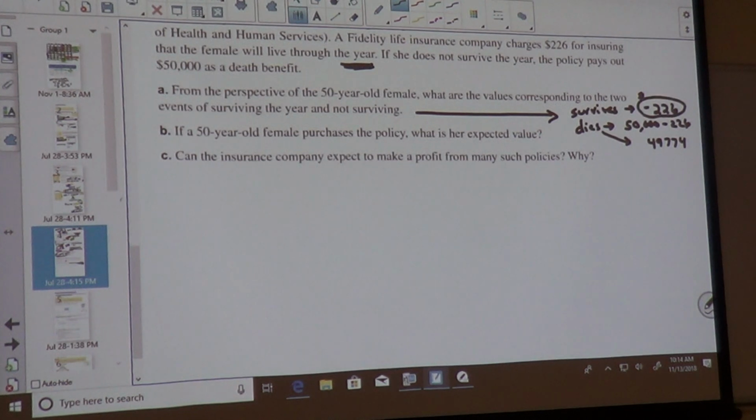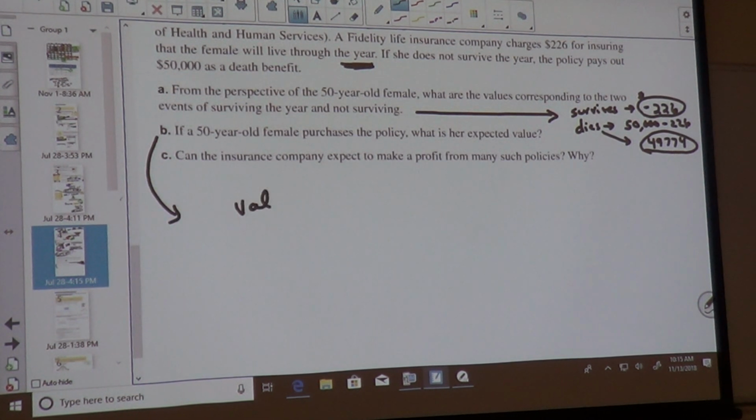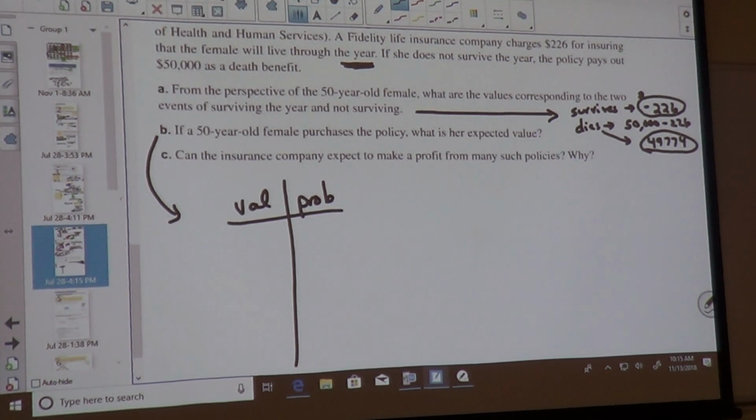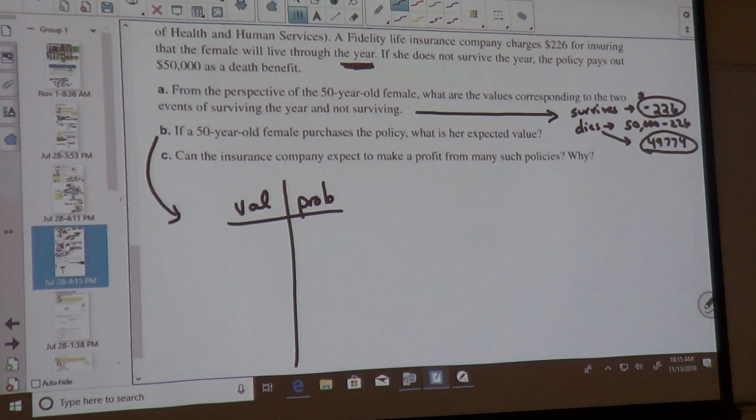We have two answers for part A. If she survives, she's out $226. If she dies, her family gets $49,774. We good? Now, for the expected value, we need to do value in the first column and probability in the second column. What are our two events? Living and dying. She either lives or she dies. And we just came up with the values. We just said that if she lives, she's out $226. If she dies, her family gets $49,774.